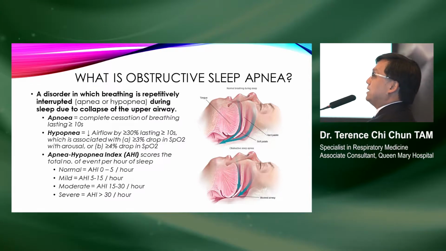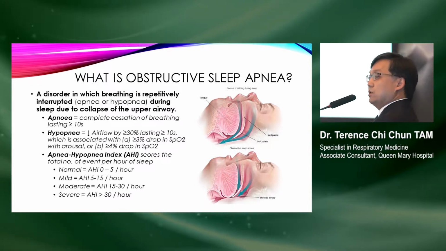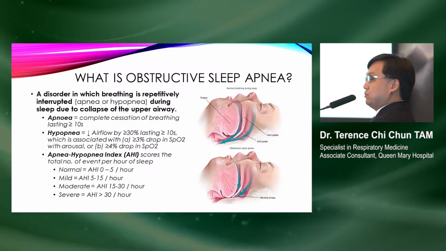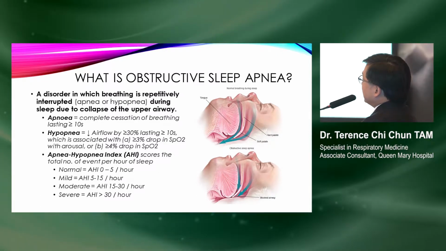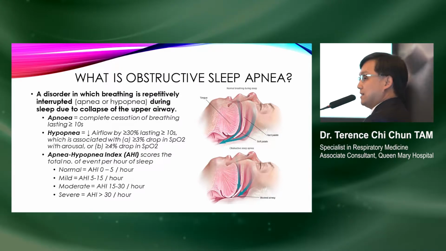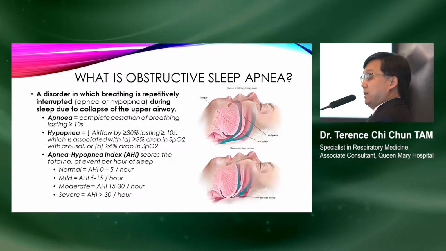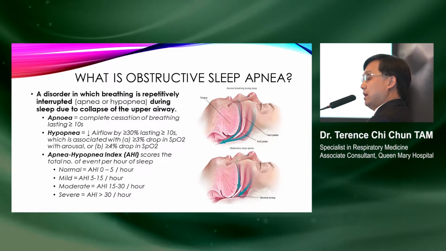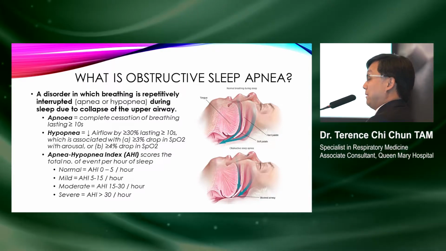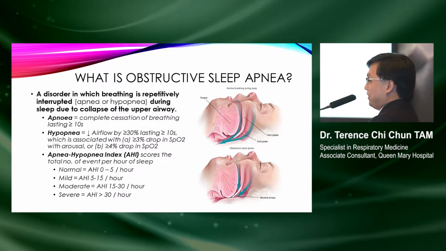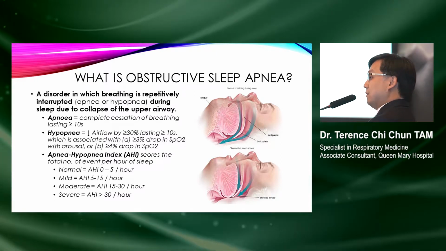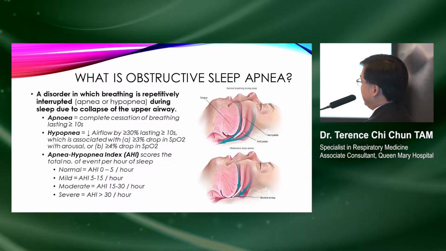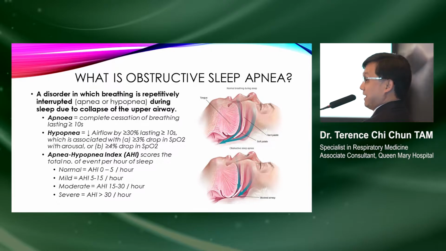So obstructive sleep apnea, in essence, is a disorder in which breathing is repetitively interrupted during sleep due to the collapse of the upper airway. Now, when there is a complete cessation of breathing, we call it apnea. And when there is a significant airflow reduction, then we call it hypopnea. And when we put those two numbers together and average them out per hour, then we get the apnea-hypopnea index.